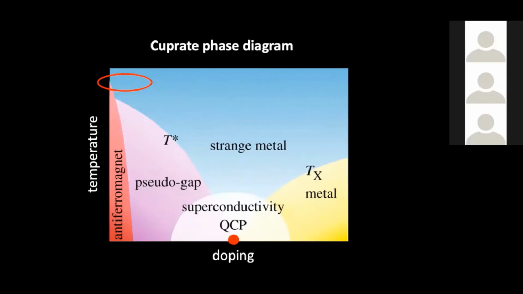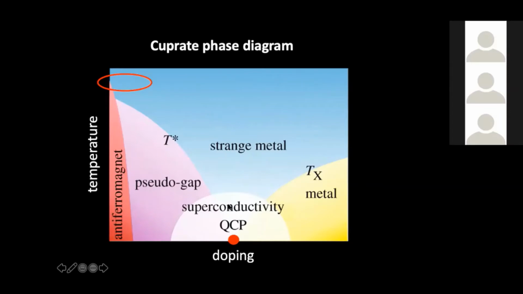Where things get complicated is once you start to dope the system. There, the gold standard for simulations, quantum Monte Carlo, suffers from something called the fermion sign problem, which practically means that as you get to lower temperatures, the simulations become impossible. And that's really where the interesting physics happens in the cuprates.